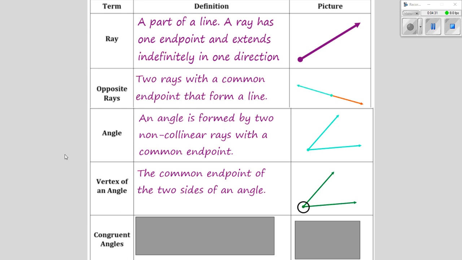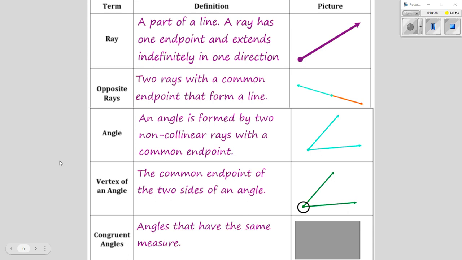And congruent angles. You already came across the word congruent. Now it's dealing with angles. So congruent angles are angles that have the same measure. And in the example, you have two angles that are both 30 degrees.